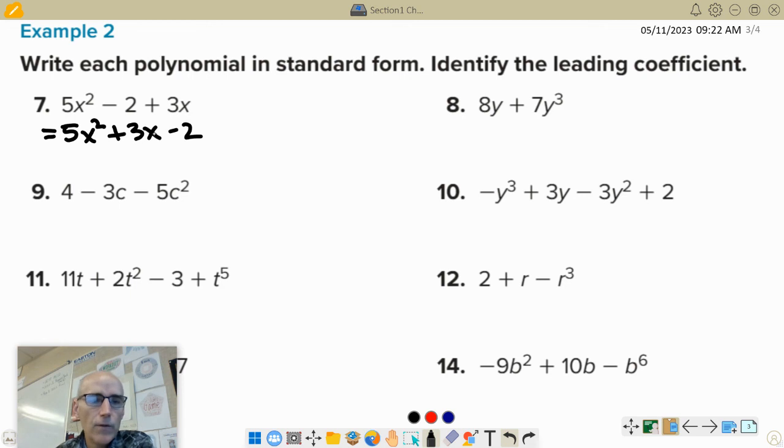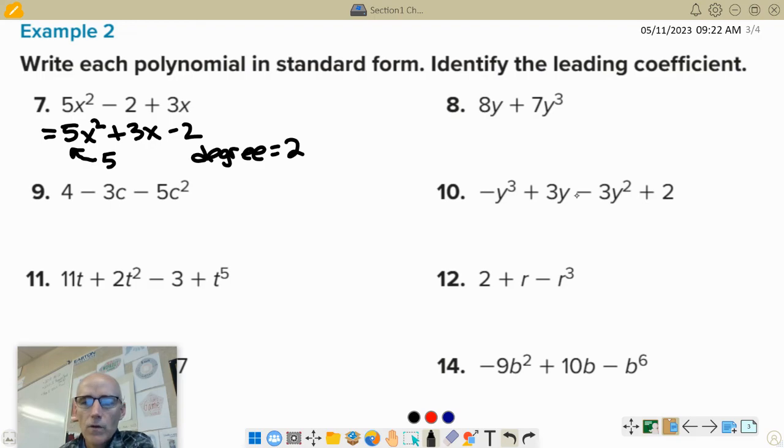Now it is in standard form, and here's my leading coefficient, right? So the leading coefficient's 5. And the degree is equal to 2. The degree equals 2 because that's the highest power right there. There's only one variable in this term, and so I don't have to add exponents, but I've got just a 2. So I'm hoping I'm making that clear.